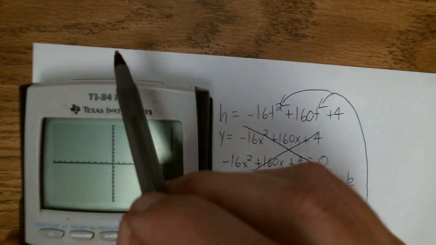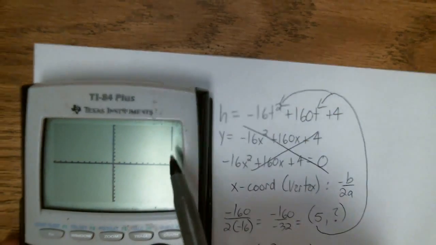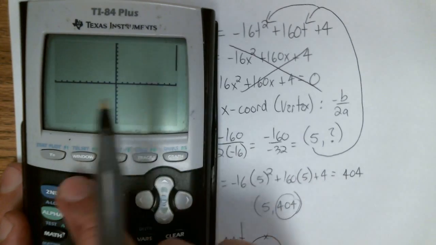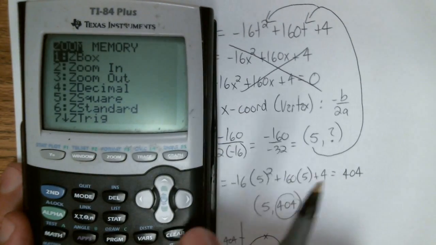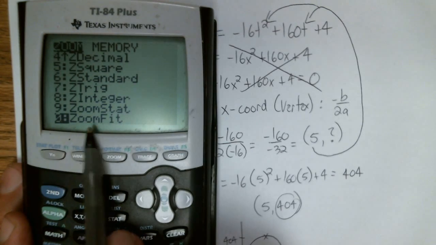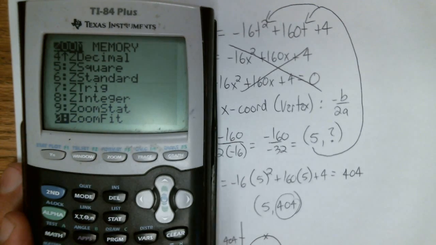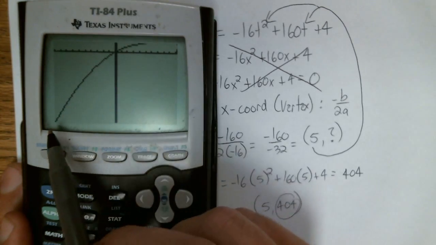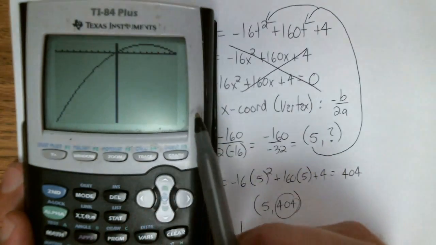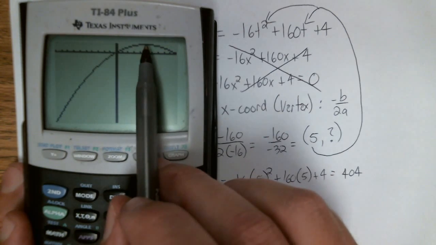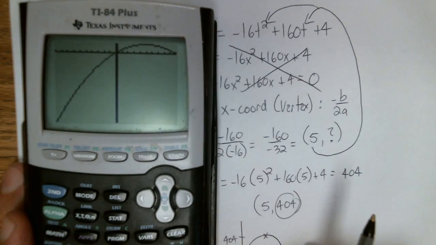Okay, the fireworks going up, reaching a maximum height, and it's coming back down. If I want to zoom in on the vertex, I can press zoom, and I can scroll down to option 10, which it actually shows as a 0, but that's option 10, zoom fit, and I'm going to press enter. And your calculator, it's beautiful, your calculator will zoom in on the actual vertex of your graph, so it shows you exactly where the turning point of the roller coaster of the graph is.